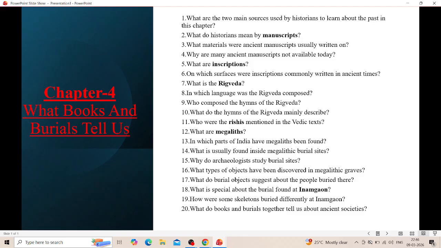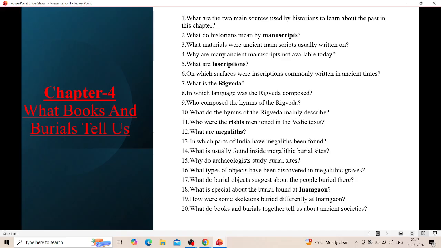What is the Rig Veda? The Rig Veda is the oldest Vedic text, a collection of hymns praising gods and goddesses. In which language was the Rig Veda composed? The Rig Veda was composed in the language called Sanskrit.